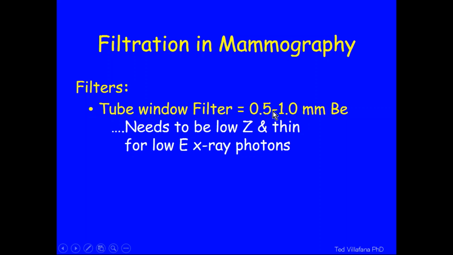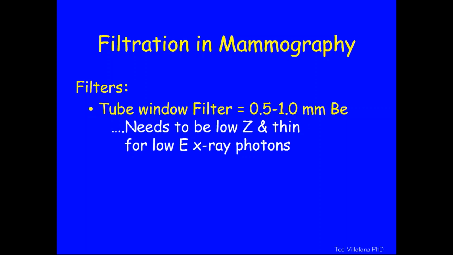They have a window to allow the X-rays through; even the glass would absorb a lot of that radiation. So the portal of the X-ray tube actually has a beryllium window. They fuse a little beryllium window into the glass, and typically that's between 0.5 and 1 millimeter of beryllium. Beryllium, remember, is a very low atomic number, and it's a very thin foil, 1 millimeter at most, typically closer to 0.5. And that's to allow the low energy X-ray photons.